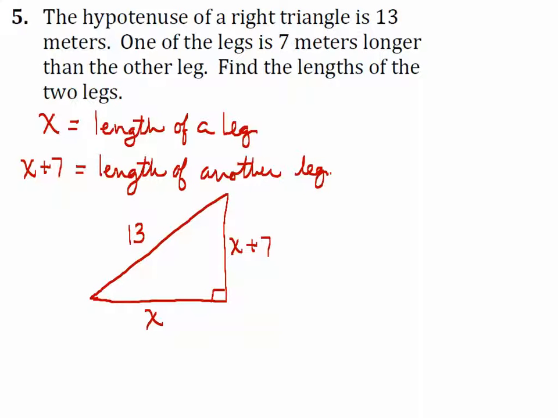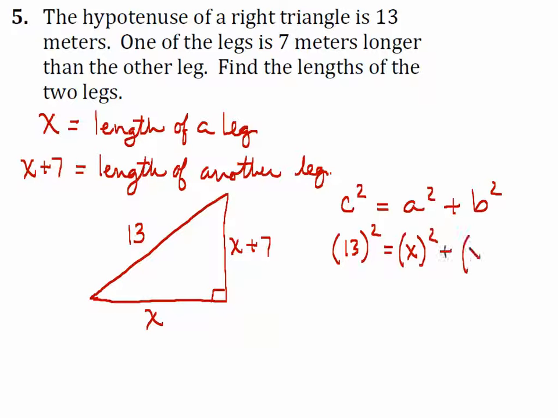I'm going to rewrite it the way the formula was written here. The formula was written as c squared is equal to a squared plus b squared. 13 comes in for c, x goes in for a, and x plus 7 for b. Alright, 13 squared is 169. x squared is just x squared. And this one, maybe off to the side somewhere, just FOIL out x plus 7 times another x plus 7 and see what we get.